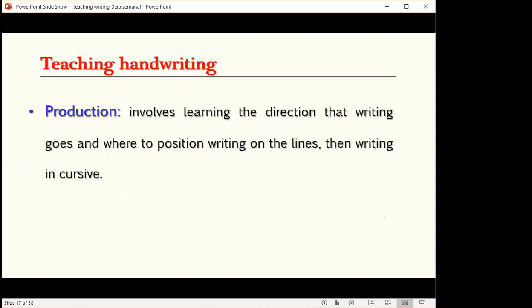The other part is the production. So it involves learning the direction the writing goes and where to position writing on the lines. Then writing in cursive, not the way they are going to write.